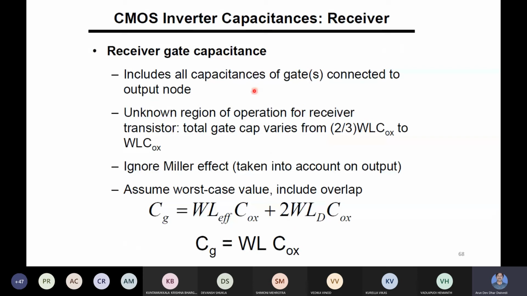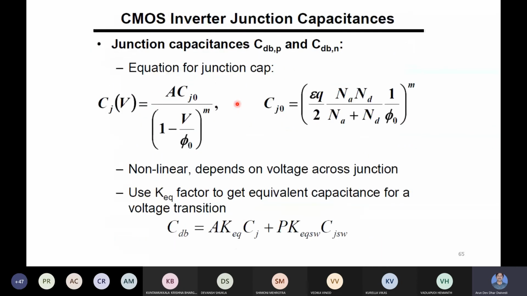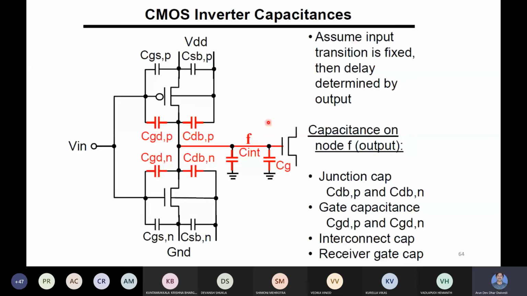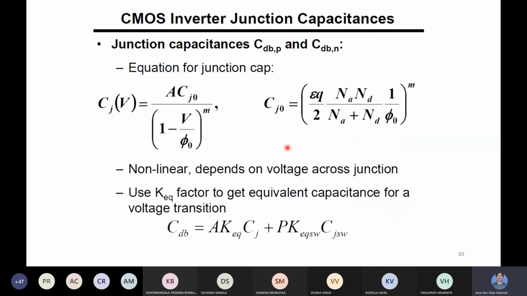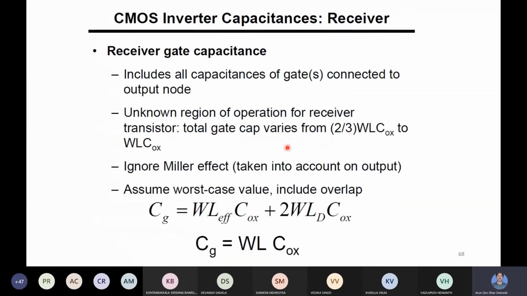Also, the receiver gate capacitance we can consider, because the receiver has some gate capacitance here. This one is CG, but we don't know in which region of operation it is. We know that the capacitance of the transistor varies. If it is in saturation region, it is 2/3 of COXW into L, and if it is in cutoff or linear region, then it is COXW into L. So it varies between the minimum and maximum limit, and worst case we can consider.